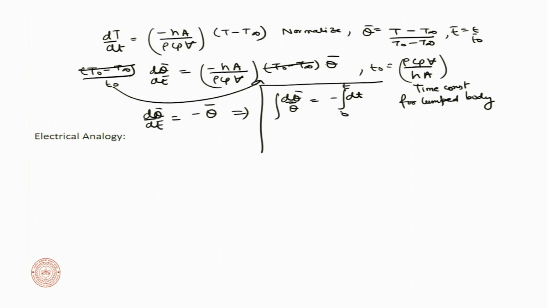At time 0, our theta is 1. If you put this in, at time 0, T equals T naught, so (T naught minus T infinity) by (T naught minus T infinity) is 1. So, it is 1, and then we are going to theta. So, this will be natural log of theta. Natural log of 1 is 0, it's minus t bar, or theta bar equals exponential of minus t bar.